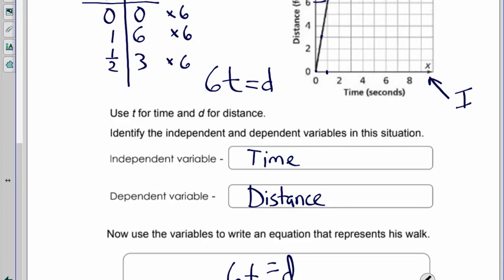So to solve this problem, what I would do is make a table, look for the pattern, and then write your equation from there.